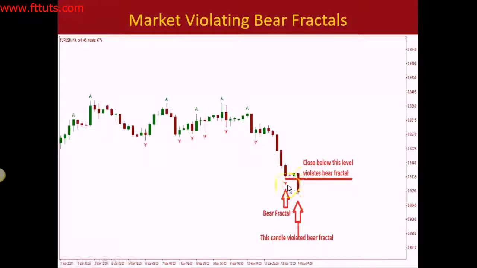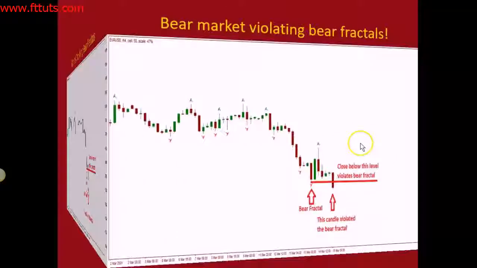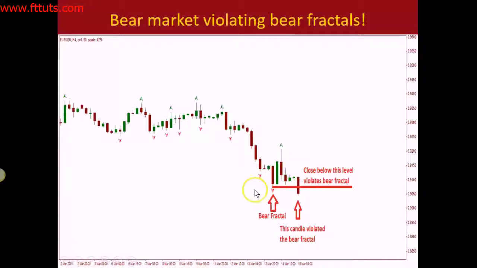Now we break another bear fractal. You can see the level where it was violated with this candle here. The market's moving to the downside. We should be trading to the downside. All right, there you go. The market violates another bear fractal. That's your bear fractal violation. You want to be trading to the downside. There's no reason to trade to the upside. Look at your fractals. You're not breaking any of the bull fractals. You should be breaking bear fractals and trading to the downside.